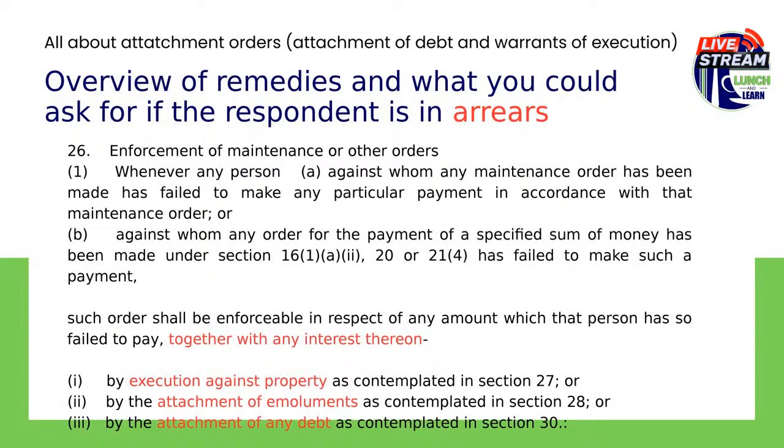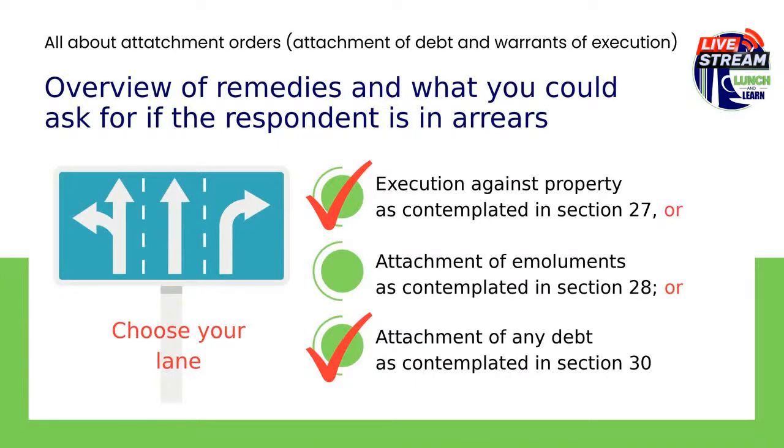So without further ado, if we could just have an overview of what types of remedies there are that you could ask for if the respondent is in arrears. Now, obviously, we're talking about arrear maintenance, which is governed by Section 26 of the Maintenance Act, on the enforcement of maintenance orders. Whenever a person against whom an order was made fails to make such a payment, then you can approach the court to give you an order together with interest thereon to ask for either a warrant of execution against property or the attachment of an emolument, like we discussed previously, as well as an attachment of debt order in terms of Section 30. Now, these are the three options that you would have available if the respondent is in arrears.